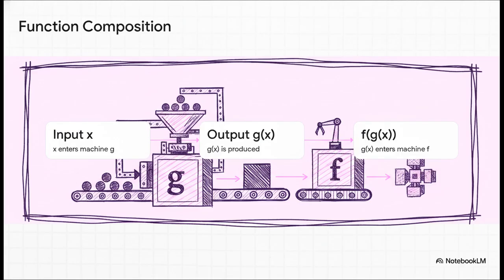In a composite function, which we write as f of g of x, we start with an input x. Step 1, that x goes into machine g. Machine g does its thing. Step 2, out comes the result, g of x. Now, instead of stopping there, step 3 kicks in. That entire output becomes the raw input that gets shoved straight into the next machine, f. The final result is f of g of x. We run the inner function g first, and then the outer function f processes whatever g spit out. It's a chained sequential flow.